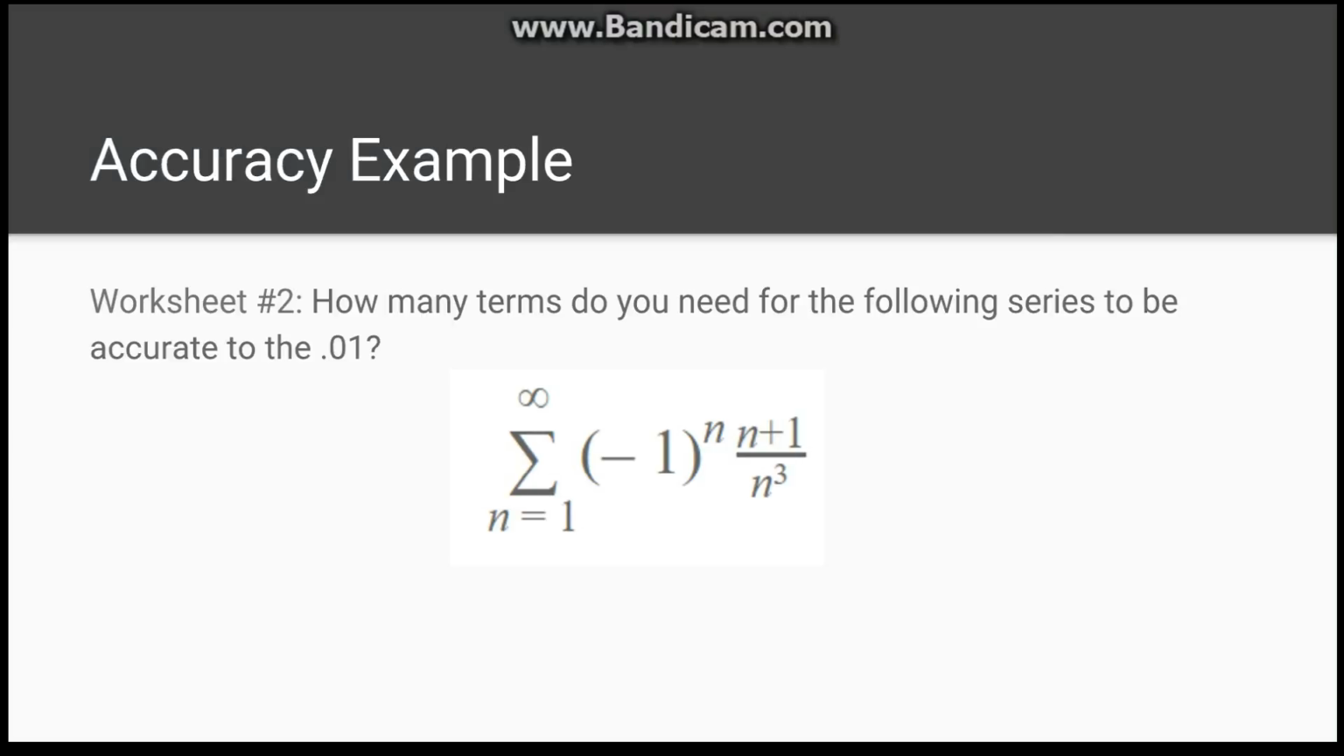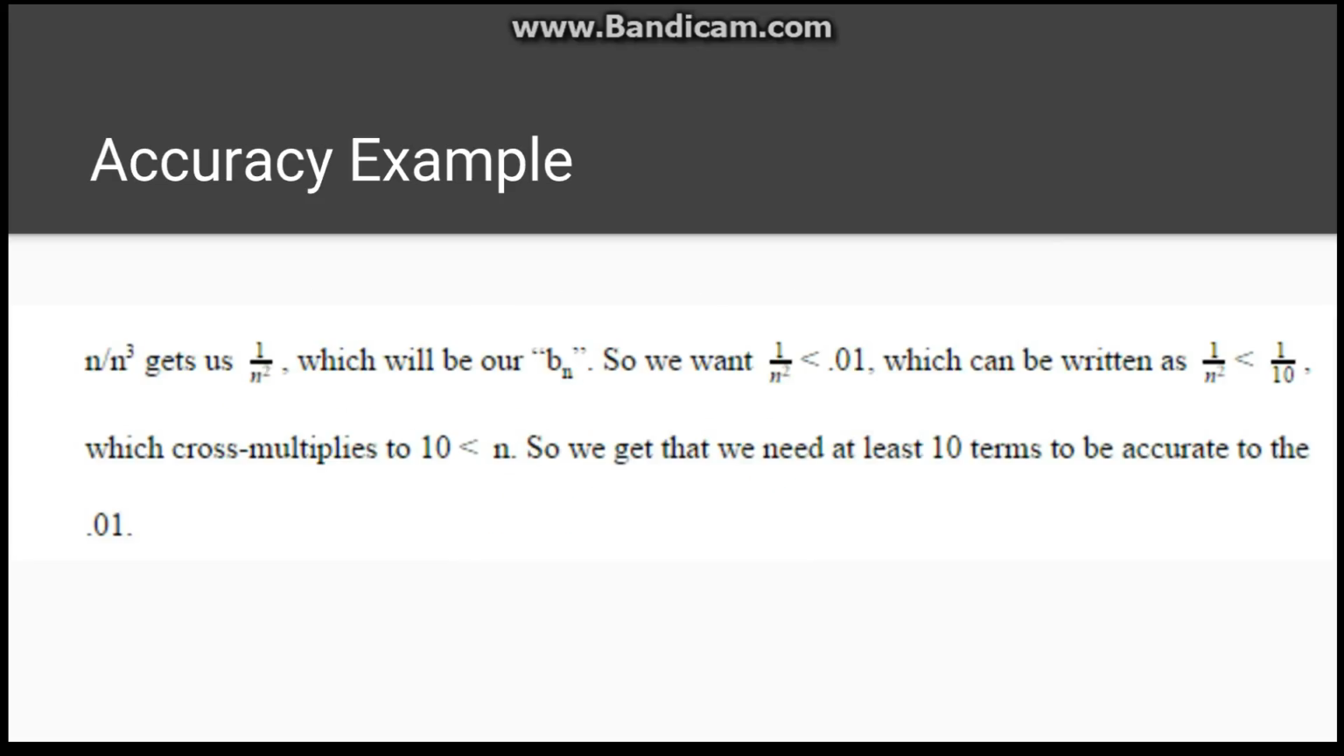So here we have worksheet number 2, and it asks us to find the remainder to be accurate to 0.01. So the series is (-1)^n times (n plus 1) over n cubed. And because it's n over n cubed, which gets us 1 over n squared, which will be our b sub n. So we want 1 over n squared less than 0.01, which can be written as 1 over n squared less than 1/10, which cross multiplies to 10 is less than n. So we need at least 10 terms to be accurate to 0.01.